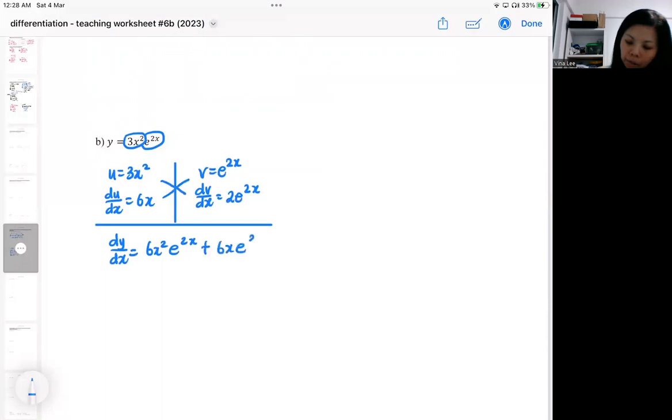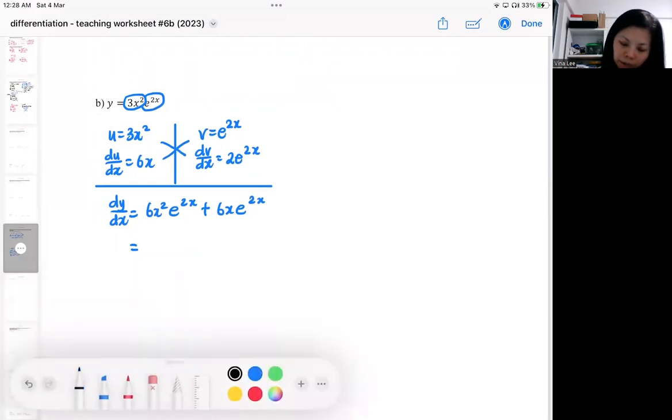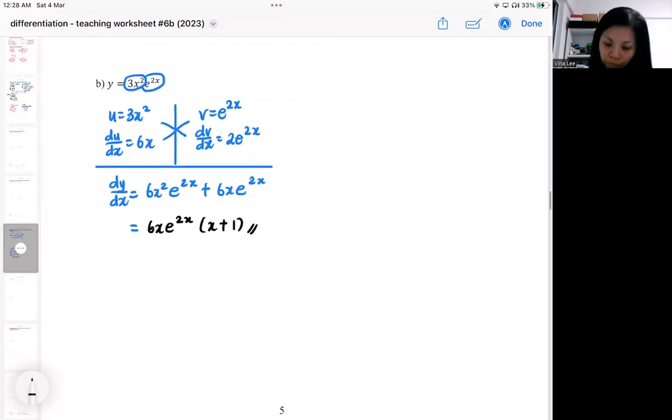So usually there will be quite a bit of common factor to take out. So if you execute the product rule already, you look carefully, there's a lot of common factor. So 6x, e2x is the common factor. So you end up something like this. So most of the time, the simplification is just taking out common factor. Okay, you just have to be very careful.